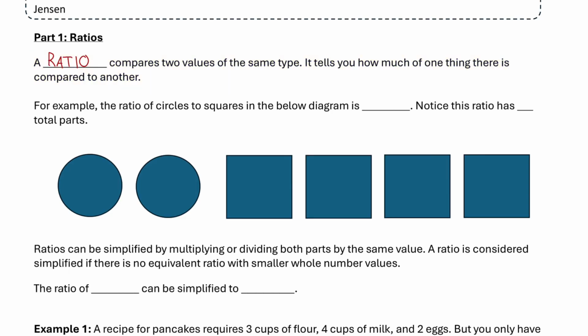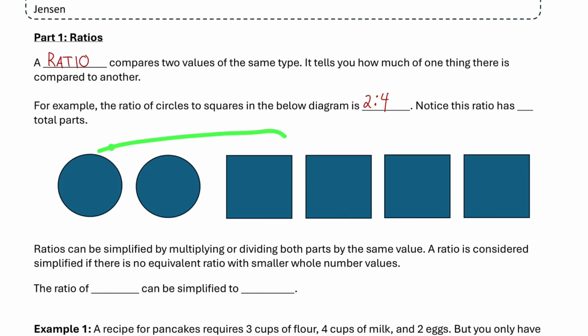So for example, in this diagram here, where we have 2 circles and 4 squares, the ratio of circles to squares we would write like this: a 2, then a colon, then a 4. Since we wanted the ratio of circles to squares, the number of circles has to come first in the ratio, and the number of squares would have to come second in the ratio.